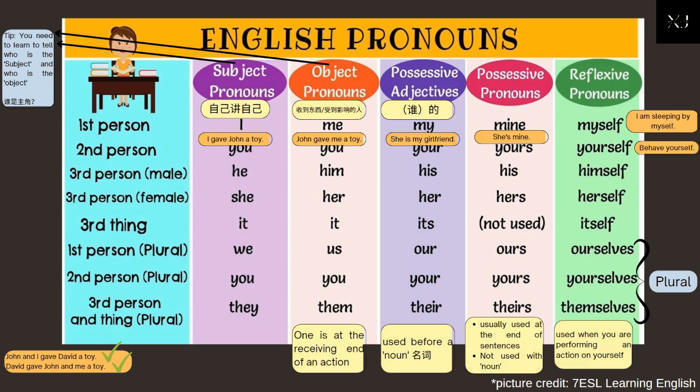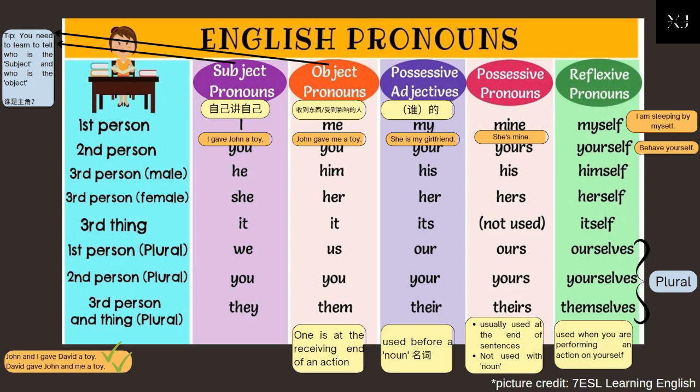Okay, so we take a look at the sentence at the bottom here, on the bottom left corner. "John and I gave David a toy." This is a correct sentence. Who would be the subject in this sentence? It will be John and I, because John and I, our action of giving David a toy affected David, making David our object. Okay, next one. "David gave John and me a toy." So in this sentence, it's also correct because David is the subject now. David's actions impacted John and me. Okay, so John and me became object.